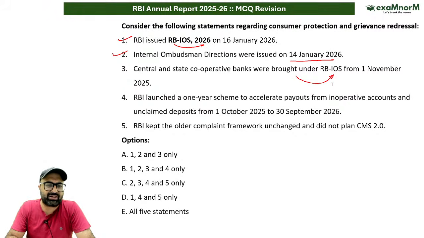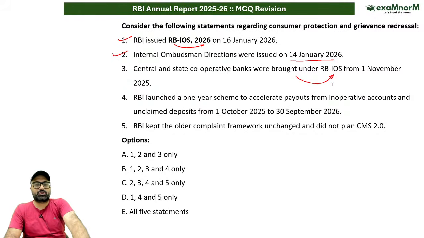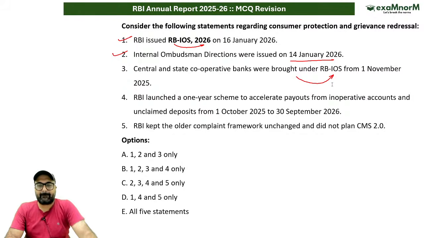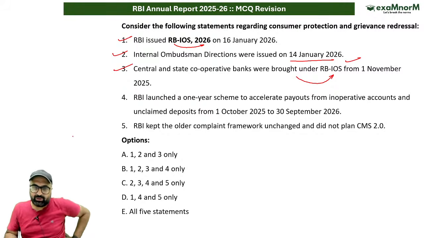Is this point correct, guys? ऐसा कोई point था क्या? Any idea? Say yes or no. सोचो एक बार. So this is absolutely correct. इसमें कोई problem नहीं है. Central and state cooperative banks are now also included under the Integrated Ombudsman Scheme from November 2025.